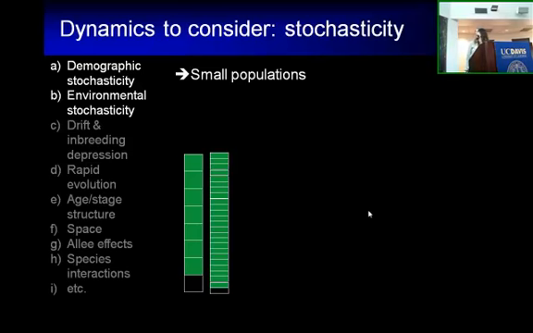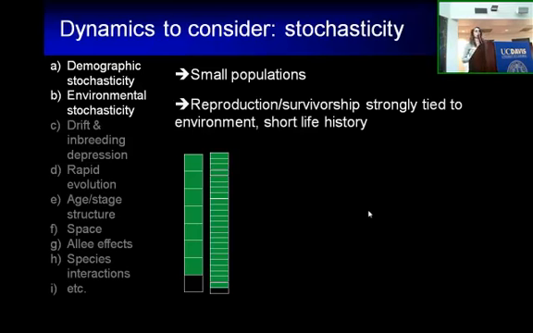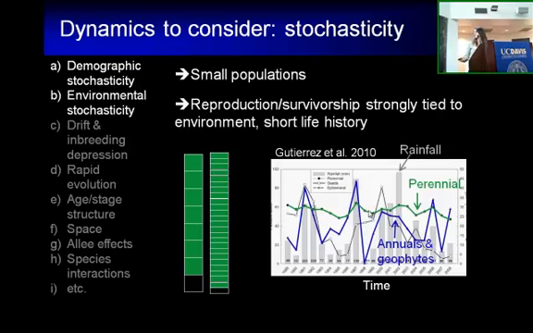Environmental stochasticity, this tie of the population dynamics to some sort of environmental condition, on the other hand, is going to be much more important for species with shorter life histories. Just showing a quick example of variable rainfall in time, you can see that your annual plants are going to be quite variable in this variable environment, whereas a perennial plant, even though its seed production might be variable, will be able to average it out through this longer life history strategy. So that constrains when we think environmental stochasticity might be most important.